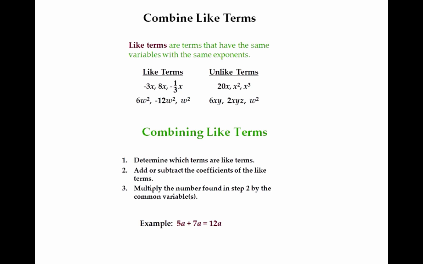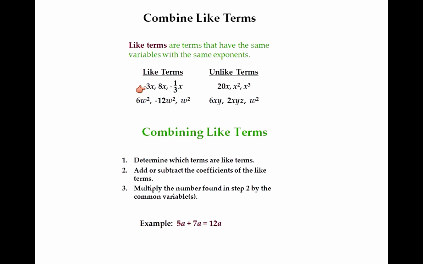Combine like terms. Like terms are terms that have the same variables with the same exponents. That's exactly the same. So AB and AC are not like terms. You can look at some examples.